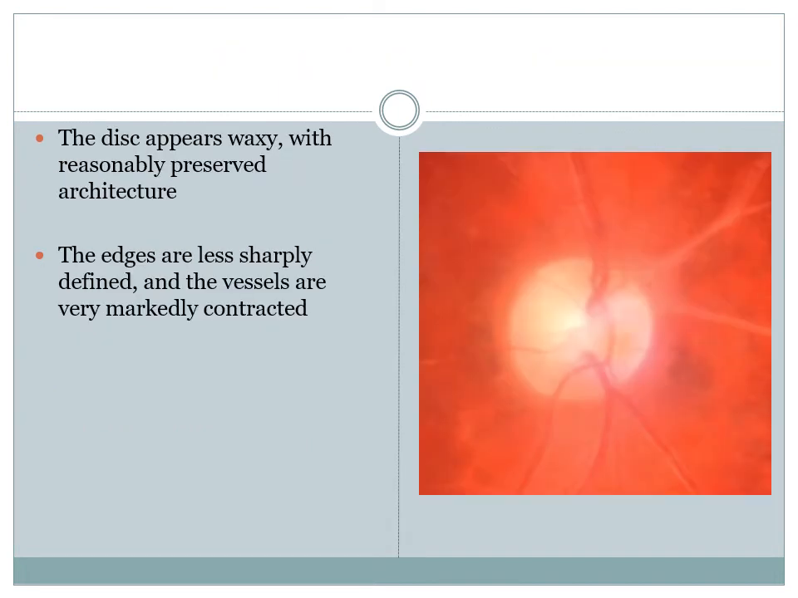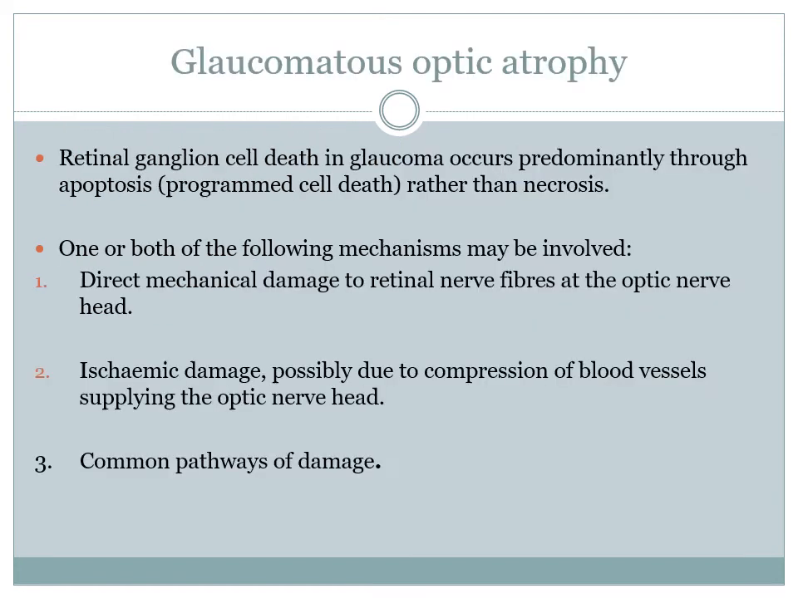The disc will appear waxy here. See, there are different descriptions for each. Chalky white was for primary, dirty grey was secondary. Here now it is waxy yellow. So the disc will appear waxy yellow with reasonably preserved architecture. Margins are not distorted. The other architecture is preserved. Only the color of the disc will be waxy yellow. Edges are less sharply defined and the vessels are markedly contracted. There is contraction of the vessels.